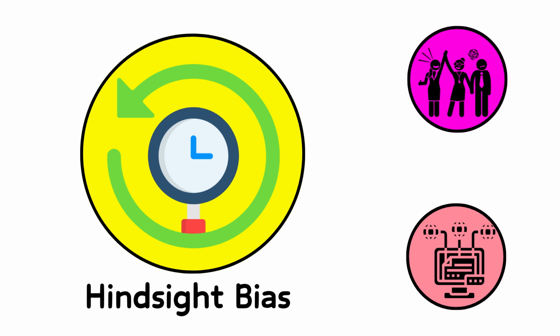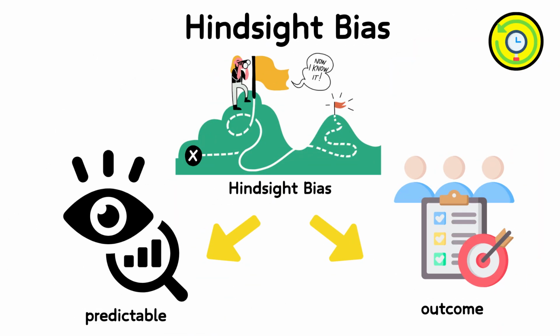Hindsight bias. Hindsight bias is our tendency to see past events as having been predictable and often inevitable after they have happened. This bias can make us believe that we knew the outcome of an event before it occurred, even if there was no way of predicting it. For example, after an election, people often claim that they knew who would win, despite prior uncertainties.